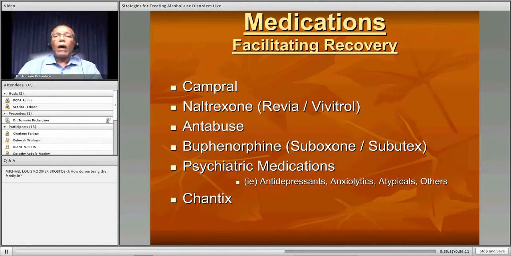Medications, as I mentioned, help facilitate recovery, and these medications are for alcohol: Campral, naltrexone, and the new kid on the block, which is Vivitrol, which is injectable naltrexone. Antabuse is an aversion drug that we use. It doesn't do anything for cravings, but if they drink on Antabuse, some people will get very ill, and there have even been deaths reported. Now, buprenorphine, I'm going to mention that because some of you may be waiver physicians that can treat narcotics in your office, and that's where we use buprenorphine, Suboxone, or Subutex, and psychiatric medications also, antidepressants, mood stabilizers, atypical antipsychotics, anxiolytics, and other drugs. And Chantix is for smoking cessation.